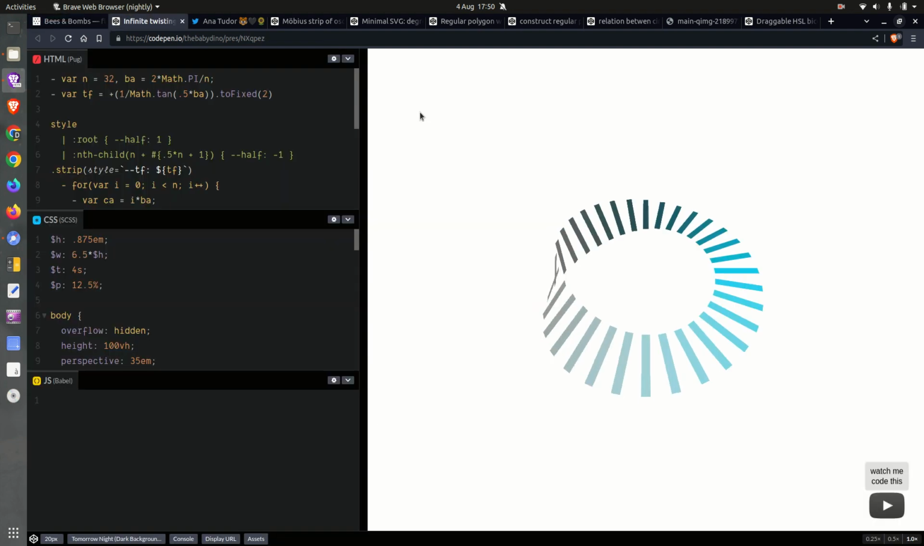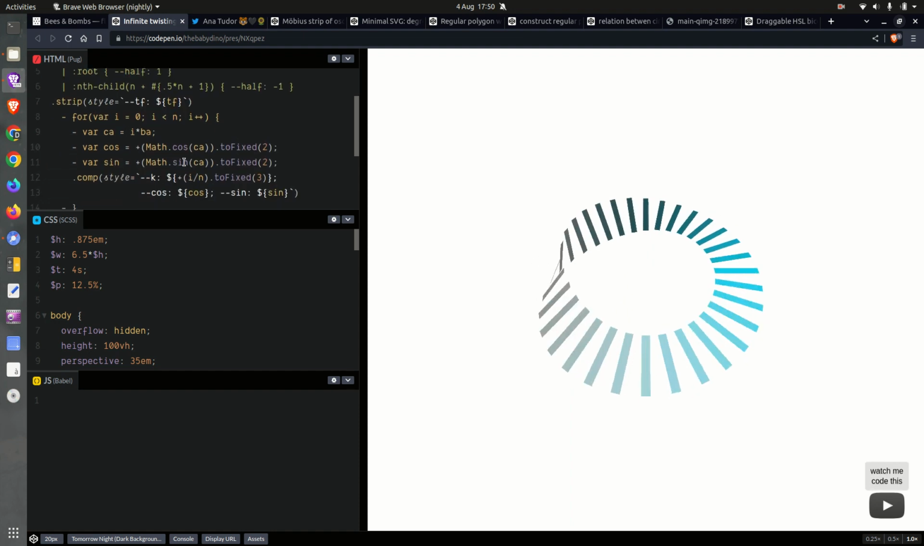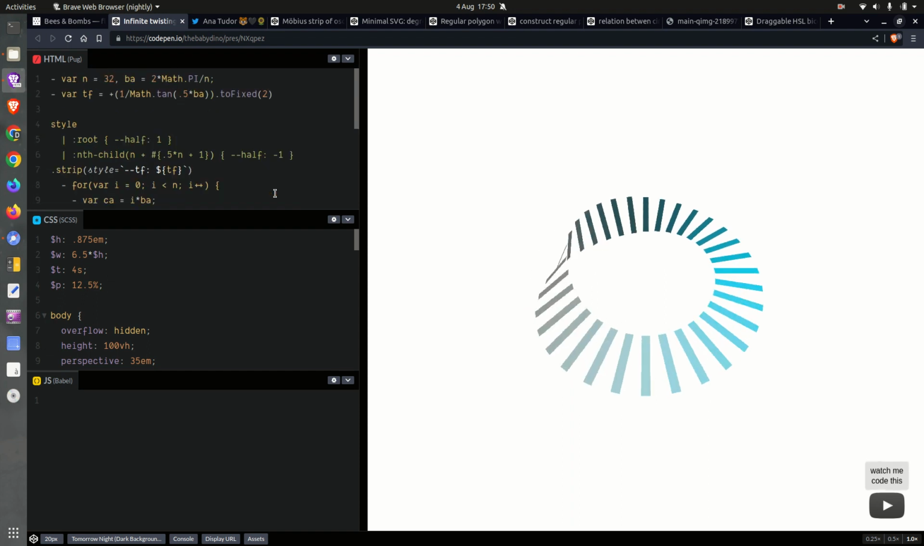CSS custom properties. For example, we have this tangent factor, which depends on this tangent value computation, and if that wasn't enough, for each and every single component of our strip we have a cosine and a sine hardcoded as custom properties. Far from ideal, but the best we could do without trigonometric functions in CSS.